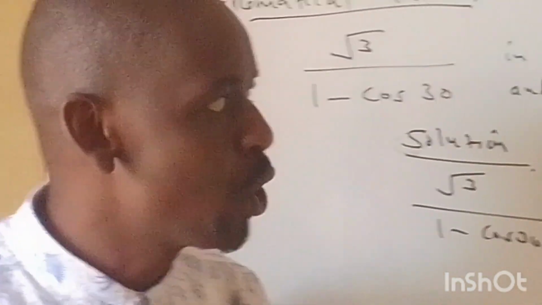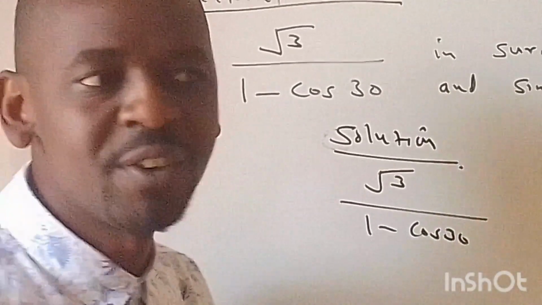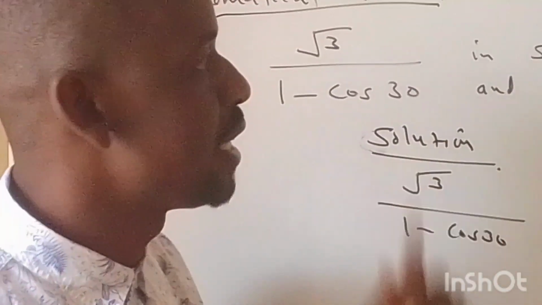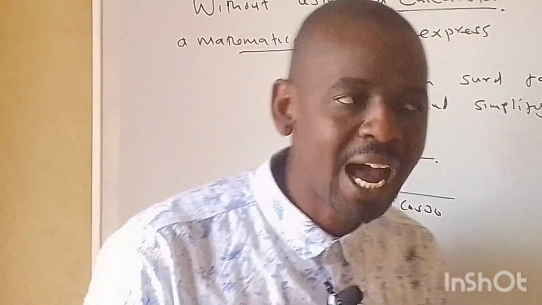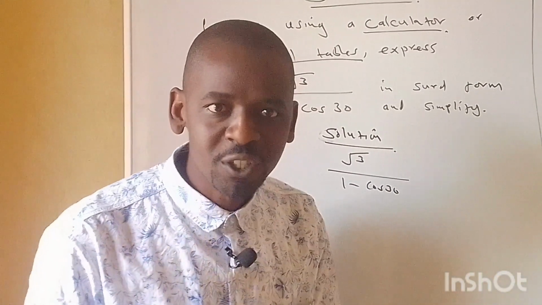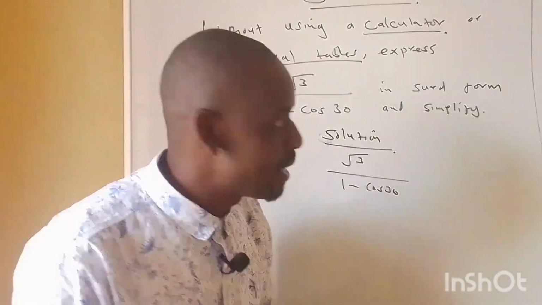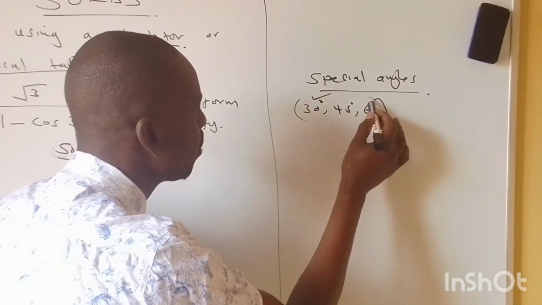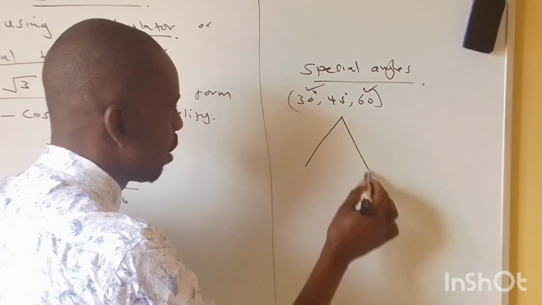And another question is, why are they special? Why are they different from the other angles? The reason why these angles are special is that you can get their trigonometry without using a calculator or a mathematical table. That means you can get the sine, the tan, and the cosine of 30, 45, and 60 without using a calculator. But now, how can we get that? When you have angle 30 and 60, we can get it from an equilateral triangle.